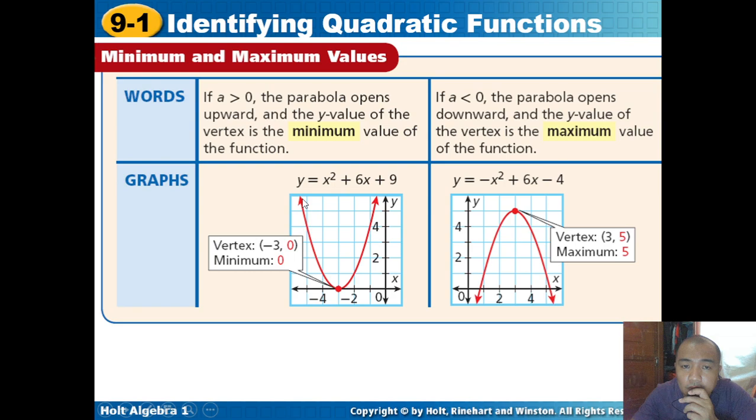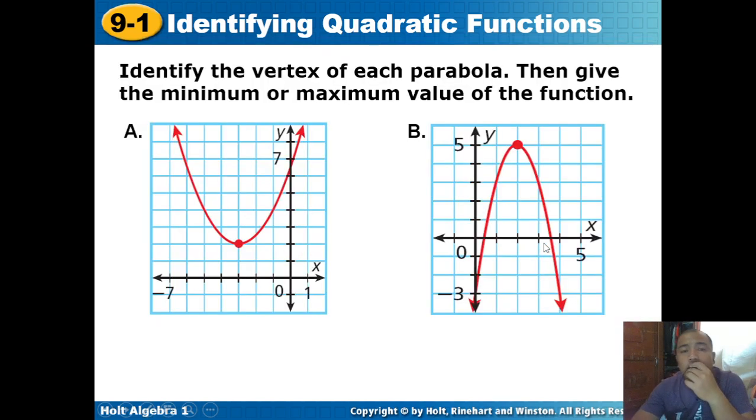The y value of the vertex is the minimum or maximum of the given quadratic function. So as you can see, here the graph opens upward because A is greater than 0, positive 1. Here, negative 1, so the parabola opens downward. Now, identify the vertex of each parabola, then give the minimum or maximum value of the function.